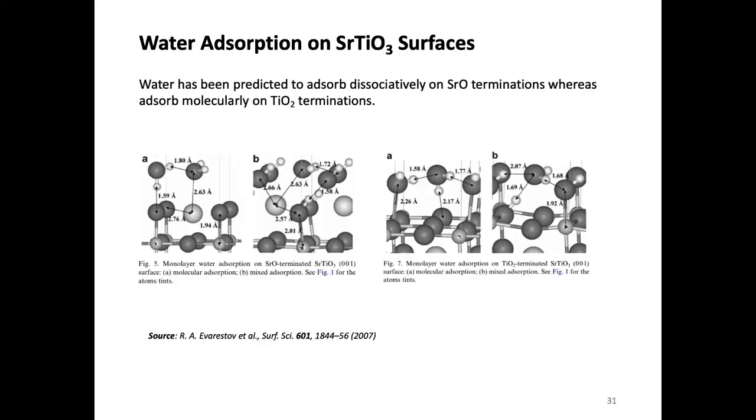Now, another example of water adsorption can be found on strontium titanate surfaces. From Everett Stoff group's paper, water has been predicted to adsorb dissociatively on SrO terminations, whereas it adsorbs molecularly on titanium oxide terminations. And this has an impact on the screening of our oxide surfaces.